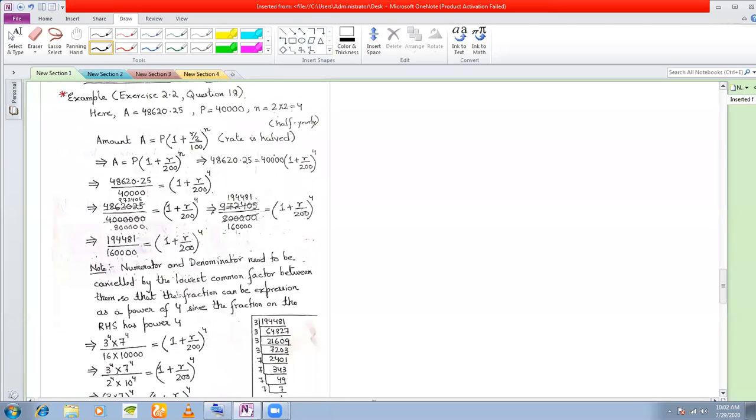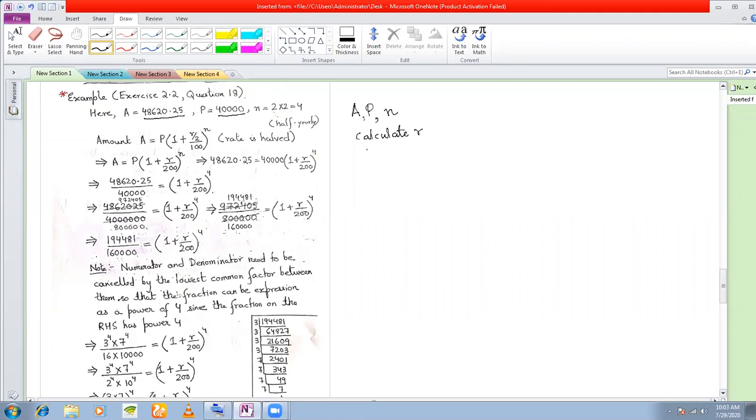Now look at this. Here you have to calculate the rate, and what is given to you? Amount is given to you, principal is given to you, and time is given to you. You have to calculate the rate. So amount is given to you as 48,620.25. Principal was given to you as 40,000.